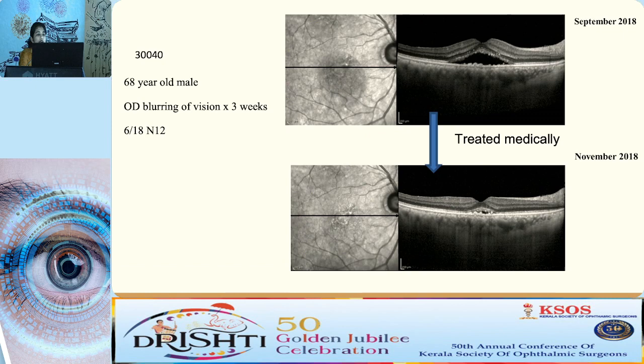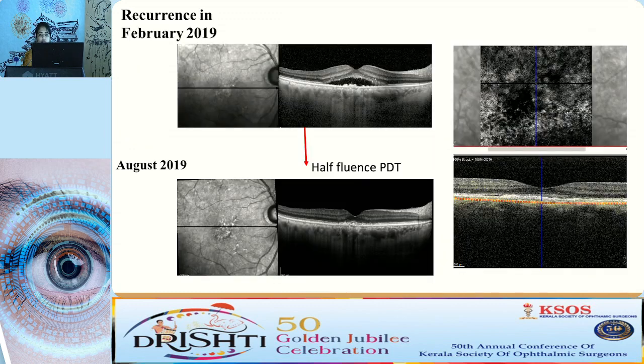This is another case of a 68-year-old male who presented with right eye blurring of vision of 3 weeks duration. First, he was monitored and medically managed, and he had good resolution in 2 months. Again, in the same eye, the patient presented with a recurrence 1 year later. That time, you can also see some RPE irregularities and subretinal fluid. An OCTA was done, but there was no clear network.